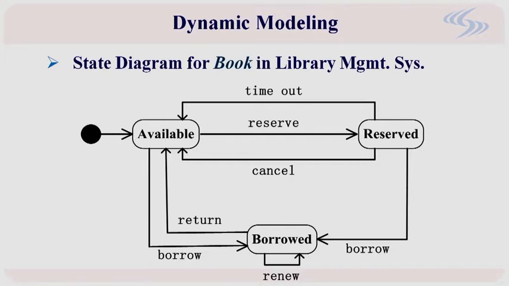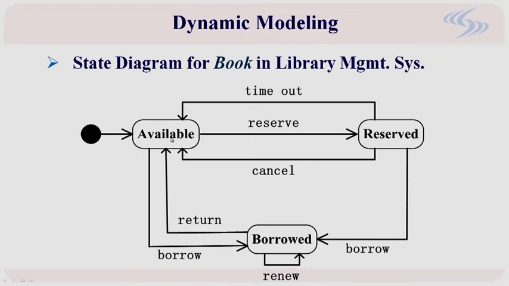So once a book is available, it can be borrowed by anyone, right? Okay, so let's say someone borrowed the book. That means the event borrowing happened, and then the book state changed to borrowed. Well, if the book is returned, that means the return event happens. The book state will change back to available. Of course, if the borrower renews the book, it will remain in the state of borrowed.